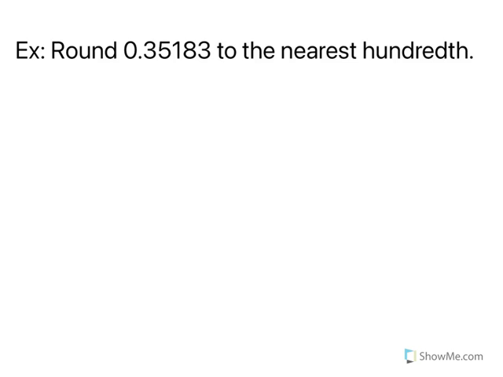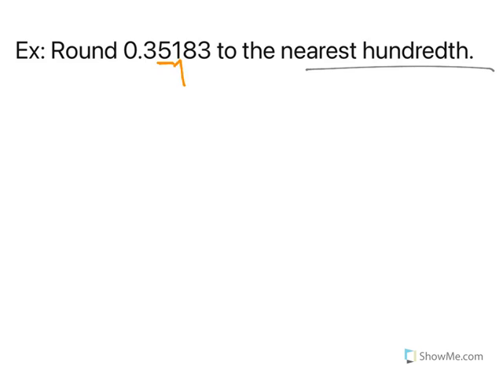Round 0.35183. So this is 35,183 hundred thousandths. Whew. It's very big. Okay, well, actually very small because it's a decimal. Okay, so we're going to round to the nearest hundredth. Hundredth is the second place after the decimal.